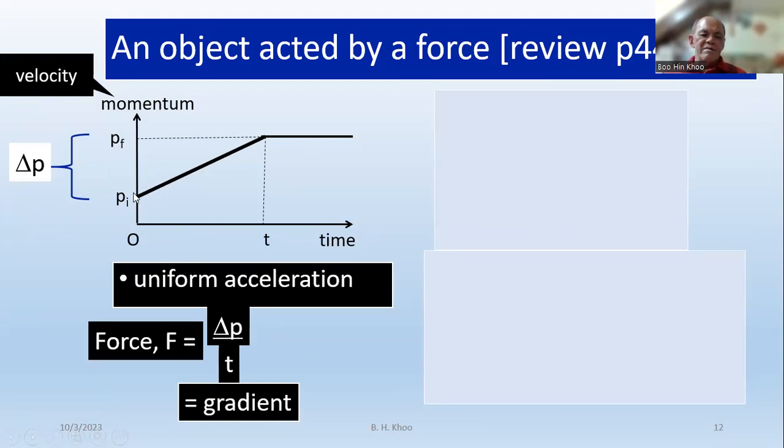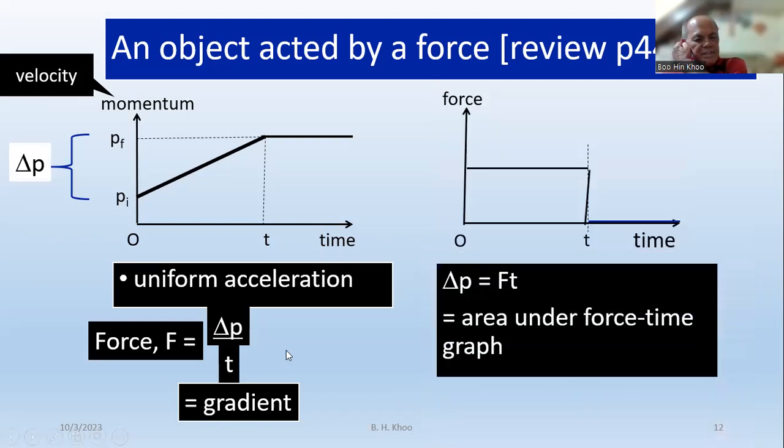Gradient of this line is the force acting on the body. And if we draw the force-time graph, that gradient is constant. That gradient is zero. So we're just playing with this formula now. Take this across there, F T. So delta V is just this area under the graph.